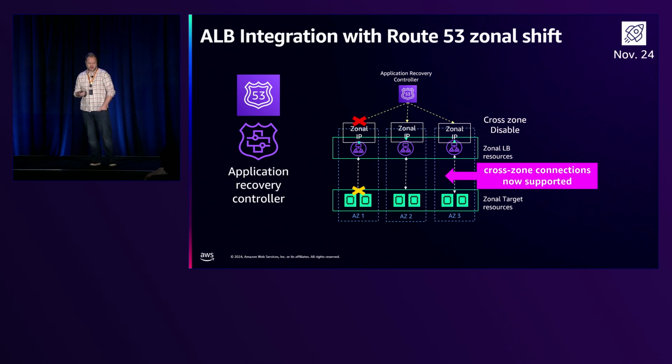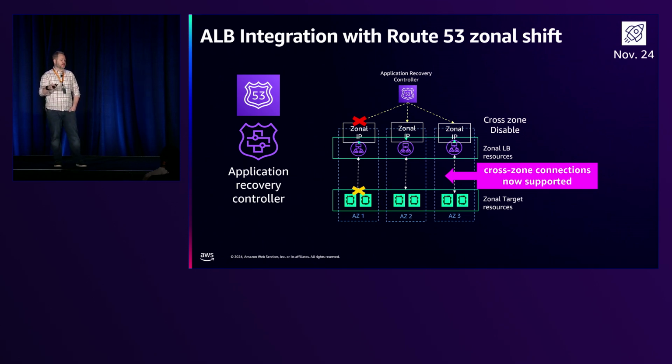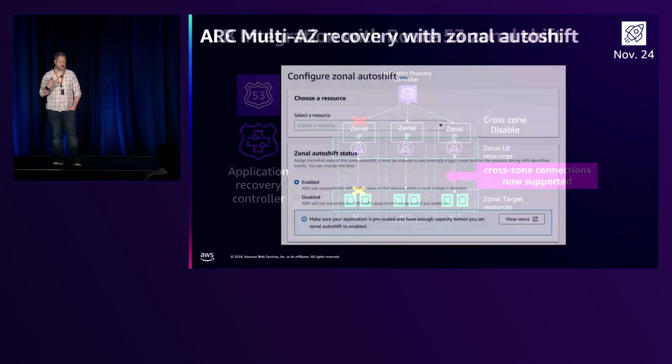So last year we talked about how we integrated with zonal shift for the Application Recovery Controller. This lets you proactively decide, I want to shift out of this zone based on whatever you want. We did make a change this year, so we now support cross-zone on with zonal shift. In the past, you had to have cross-zone off or zonal shift wouldn't work, and now you can actually have it on. When we shift out, we currently will shift out the whole zone. So we'll shift out the entire IP, and traffic shouldn't go there anymore, even if cross-zone is on.